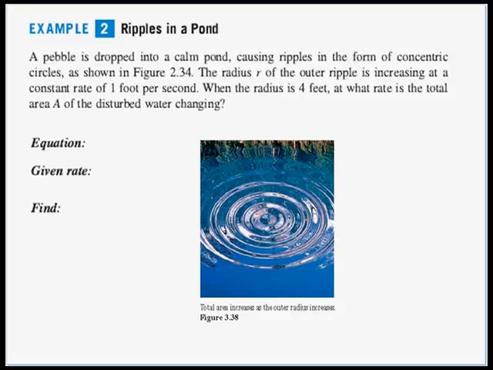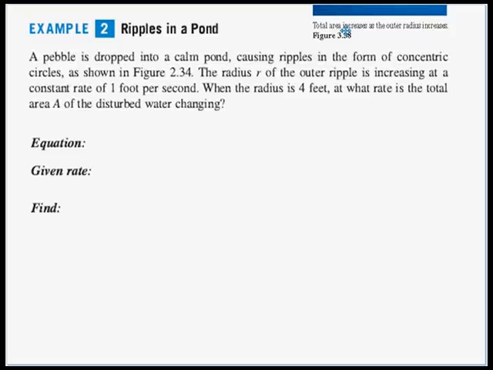So we want to find the rate of change of the area of the disturbed water. So we need an equation, and I sort of already let that slip. We're talking here about the area of the water disturbed by this pebble hitting the pond. And if we remember back to geometry, or even probably before that, we have area equals pi r squared.